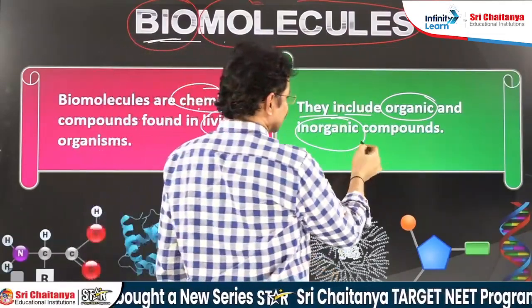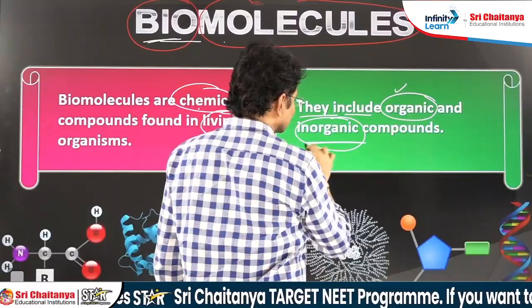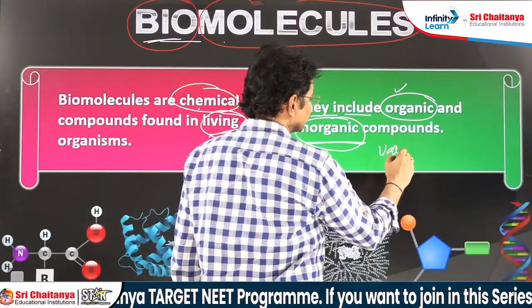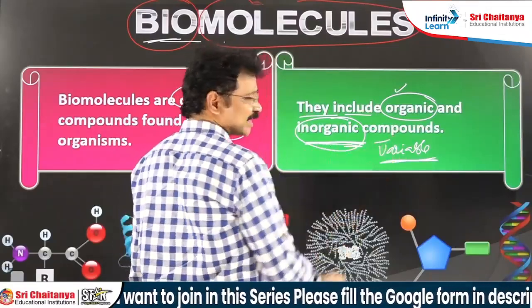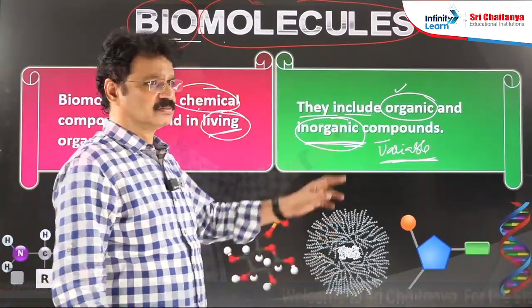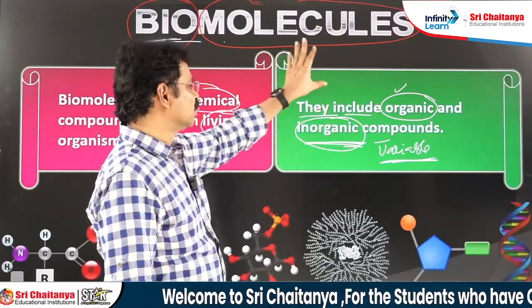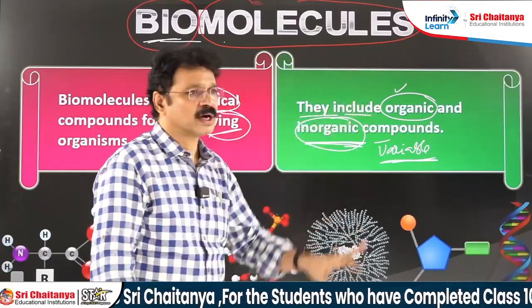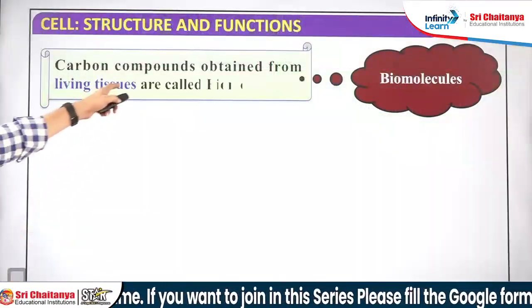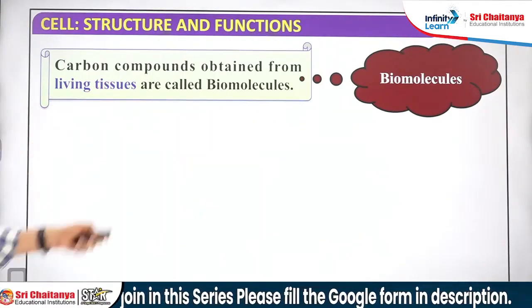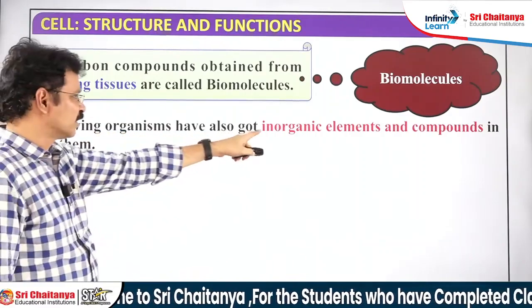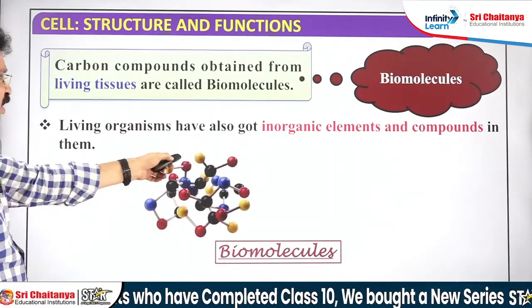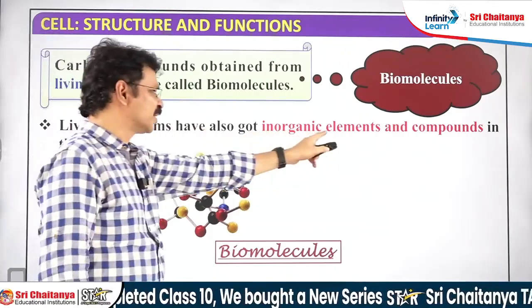But when compared to the organic chemical compounds, inorganic chemical compounds may be of variable types. Inorganic chemical compounds can exhibit the greatest diversity in biomolecules when compared to the types of organic chemical compounds. Carbon compounds obtained from all living tissues are called biomolecules. Already you learned earlier that living organisms consist of not only inorganic elements but organic chemical compounds also.